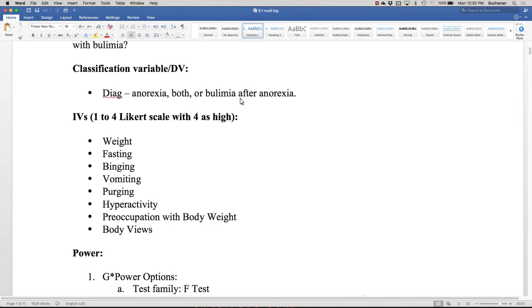And we have a bunch of different scales. These are perception scales. They're not actual weight, so weight being like, I'm very concerned about my weight. Fasting, binging, vomiting, purging, hyperactivity. So things you don't want to talk about after lunch. Preoccupation with body weight, and then body views, just the way they perceive their body. So 4 is a bad score on this scale, whereas 1 is on the good end.